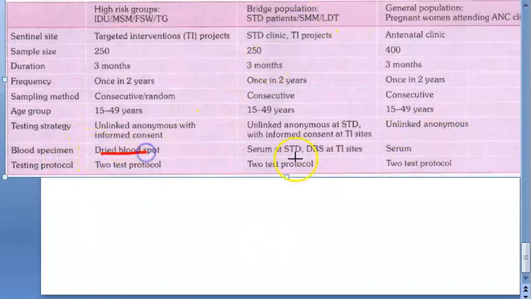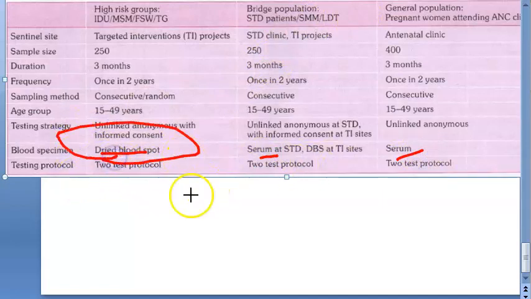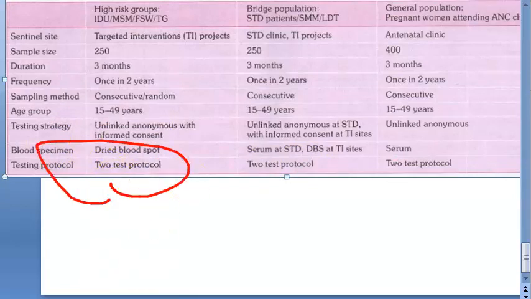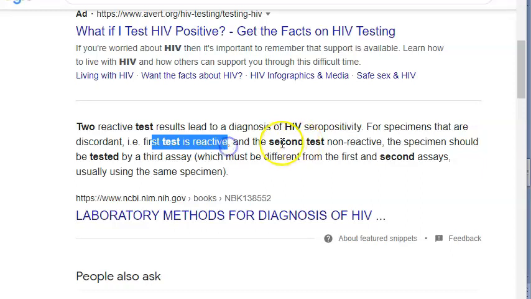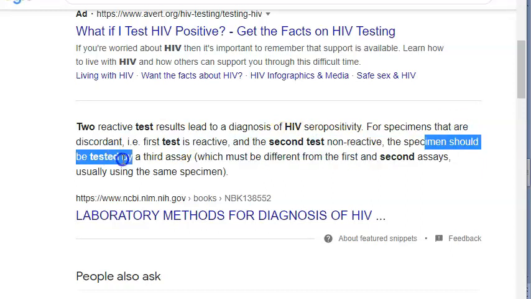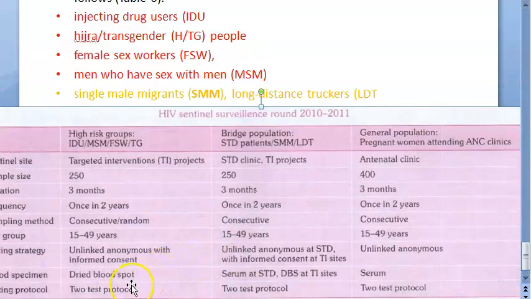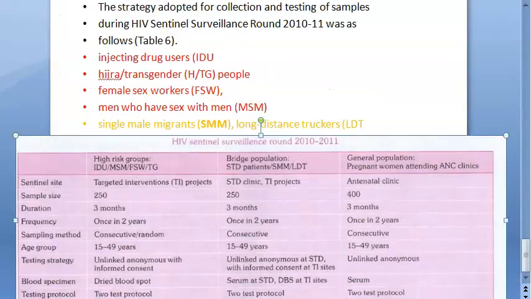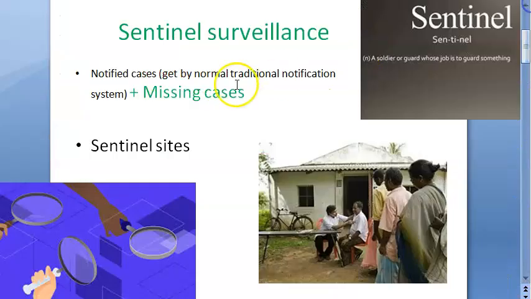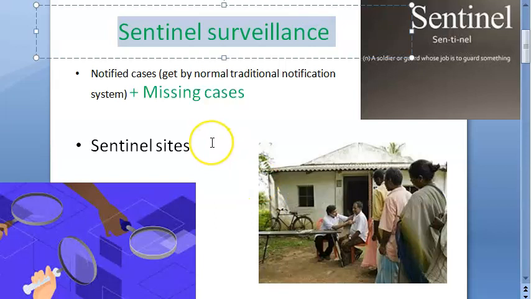This is dried blood spot. Guys, focus. Then here serum. Okay, serum makes sense to us. Okay. So dried blood spot. And there is some testing protocol called 2-test protocol. What is this 2-test protocol? Let's understand this also. See, looks like the first test is reactive, the second is non-reactive. The specimen should be tested by a third assay. Is this what they mean by 2-test protocol? See, 2-test protocol can also mean they're checking for HIV1 and HIV2. And 2-test protocol, I think it means that you're checking that first is reactive, second is not reactive, something like that, okay? So sentinel surveillance you have understood in this case, especially we have focused here on HIV, okay? As an example.